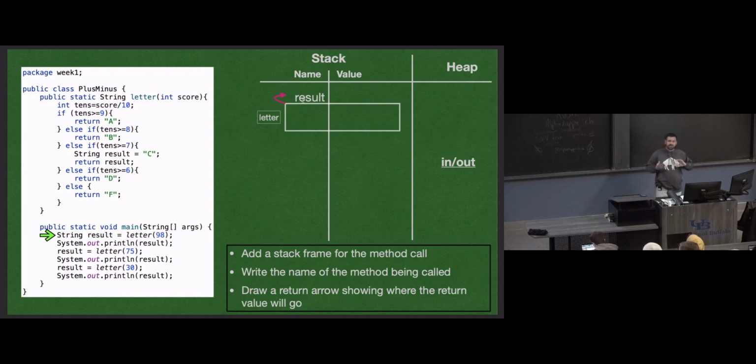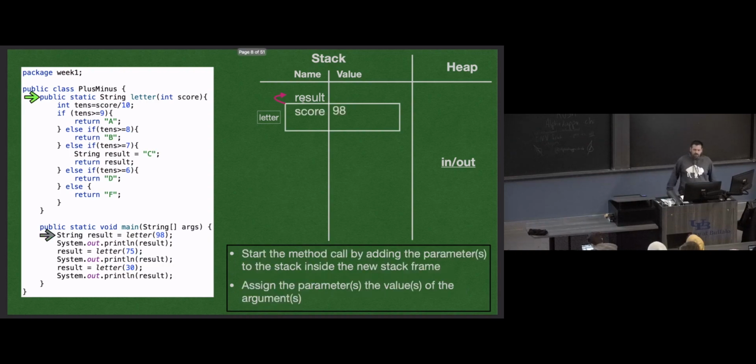When this method finally does return something, where are we putting that value? The return arrow tells us that. Then we're going to put the parameters on the stack inside the stack frame and assign them the values of the arguments. We only have one parameter and one argument in this example, but if we had multiple, we throw them all in this stack frame, right at the top of the stack frame. The first thing that's going in the stack frame is always going to be the parameters, if there are any.